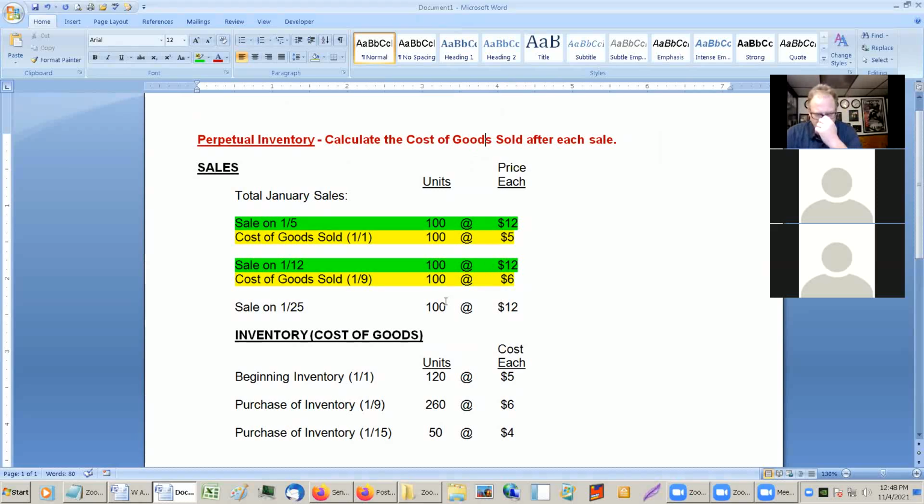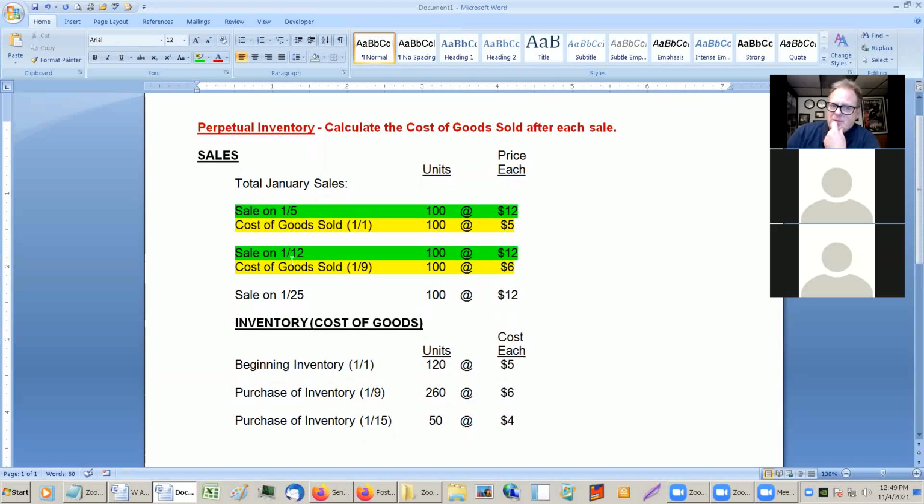It really is. It's the same as what we did before, except that it does it after every single sale. It doesn't wait for the period to end. So if you make a sale in January, on January 5th, figure out what's the last one in, and that's your cost of goods sold. Same thing on the 12th. Well, the last one in came in on the 9th.